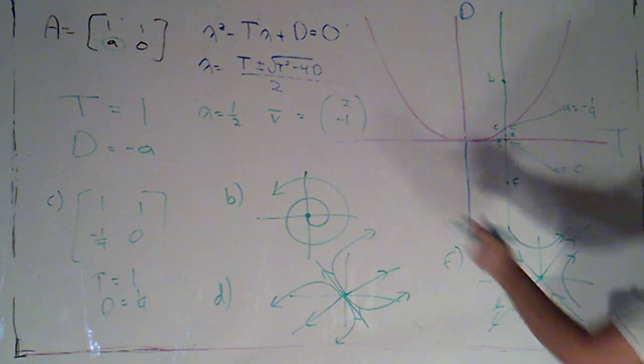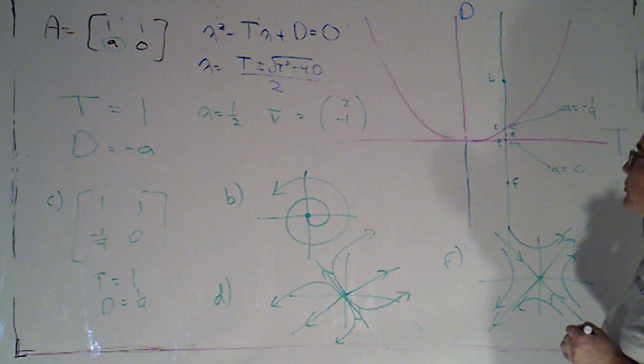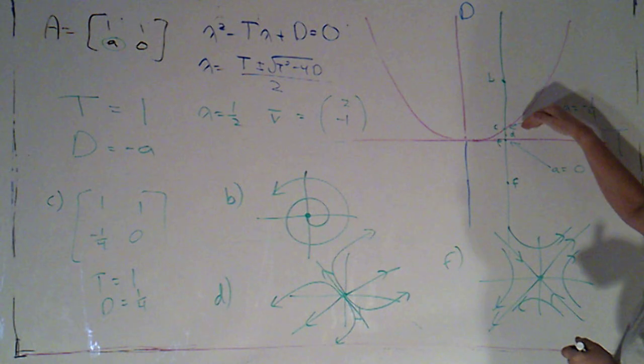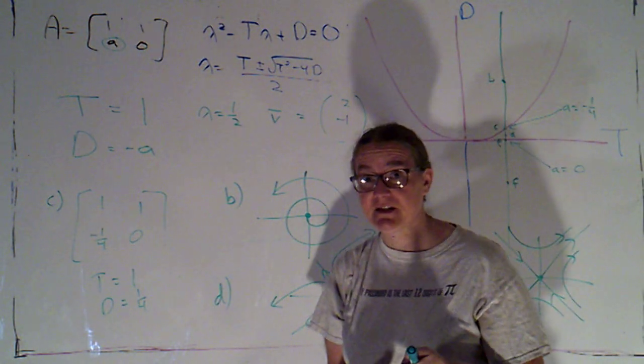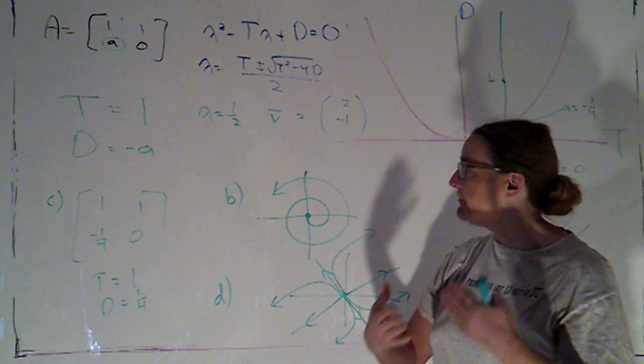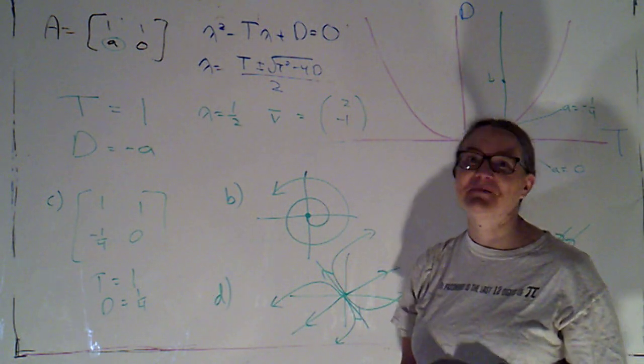So that's just a very quick representative phase portrait of the types of things I have at B, D, and F. Again, make sure you're reading the directions if you're asked to pick a particular value of A and draw the phase portrait for that specific matrix. Make sure that you do that.